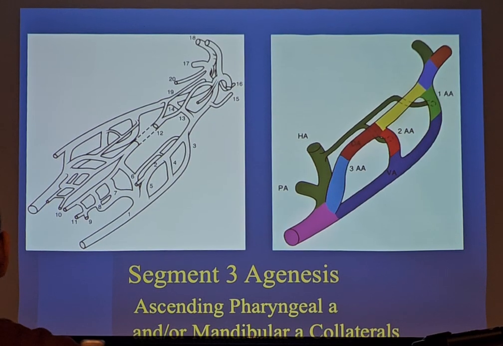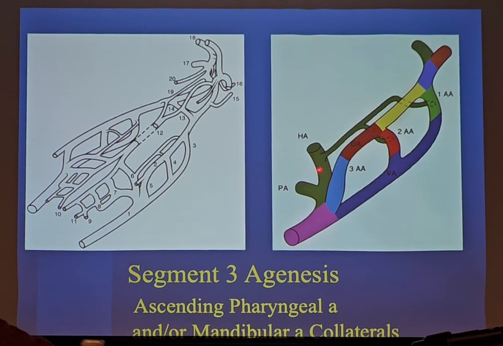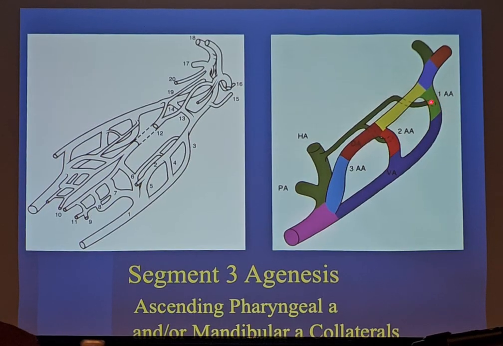Segment 3, agenesis. Segment 3. This is 1, 2, segment 3. The other source of anastomosis can be either connection to the mandibular region through the ascending pharyngeal artery. Okay?